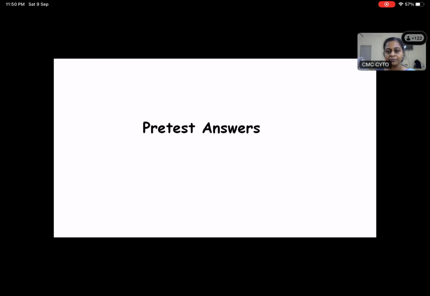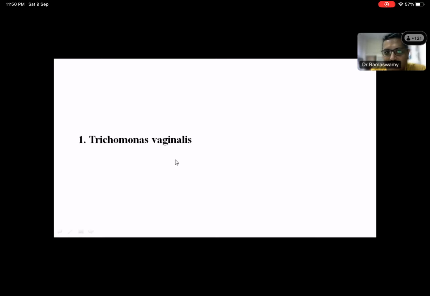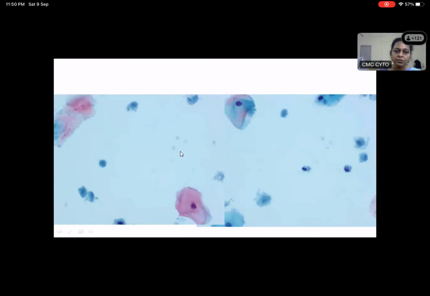I think those are the queries, ma'am, and you can go to the answers. Okay. So the first one, the answer is Trichomonas vaginalis. These were some of the pictures that you saw. So that is actually the Trichomonas there. You can see that it is pear-shaped, and there is the nucleus.